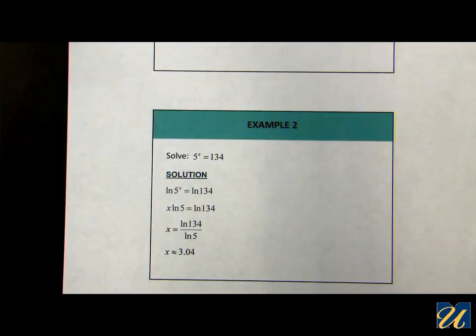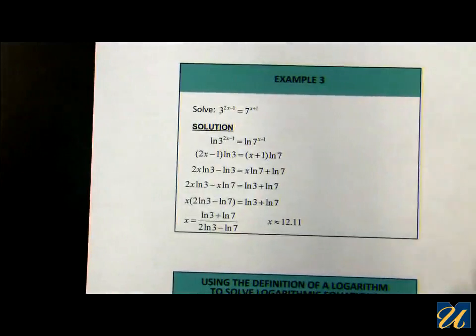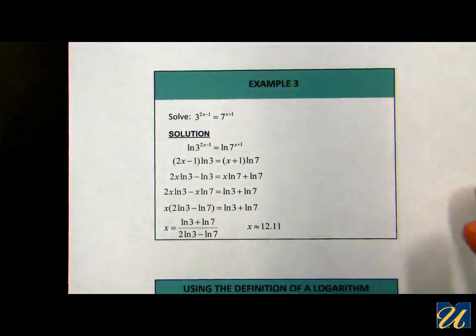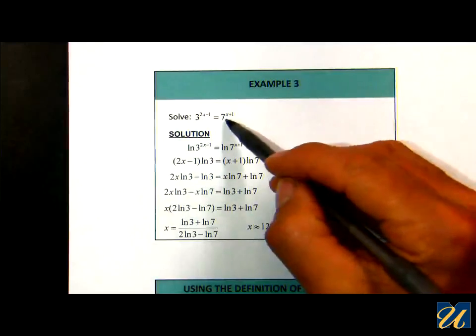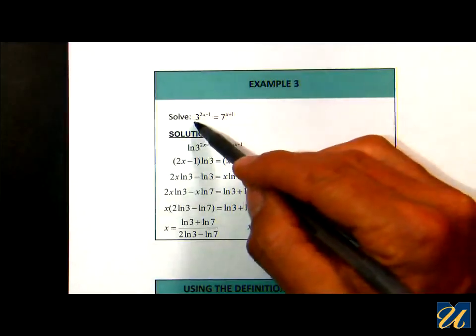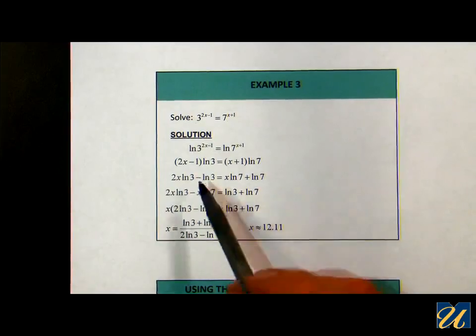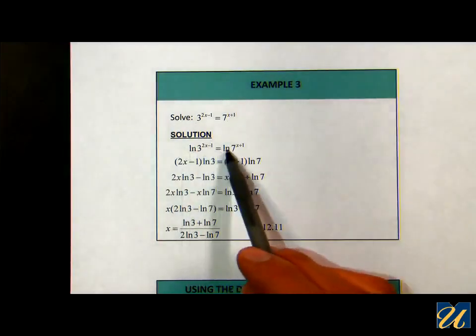Let's see another example in action, something a little more challenging. Here, example 3. Solve 3 to the power 2x minus 1 equals 7 to the power x plus 1. Now, see, 3 is not 7 to a power, and 7 is not 3 to a power. So once again, we can't use like bases. So what we're going to have to do is take logarithms. So the choice here has been made. Take the natural log of both sides.